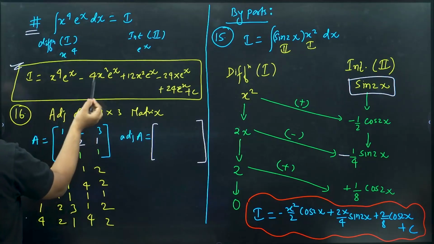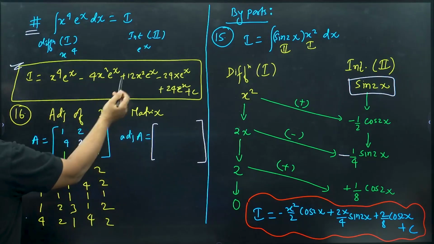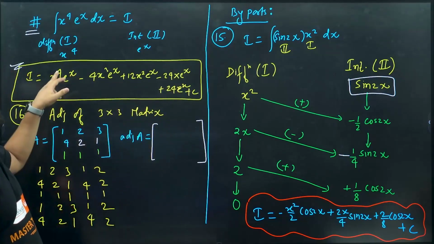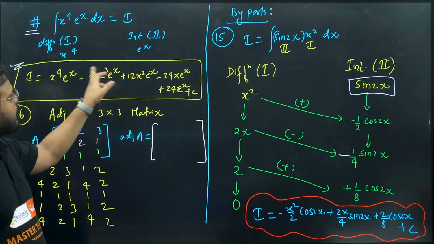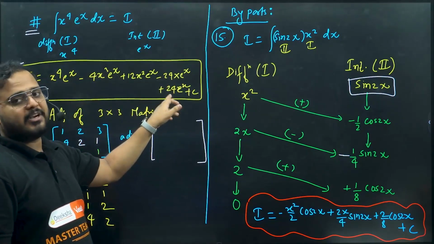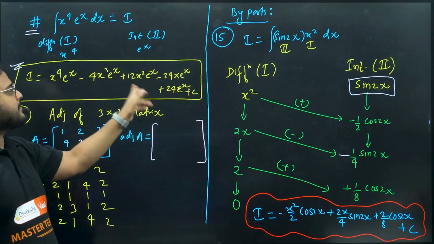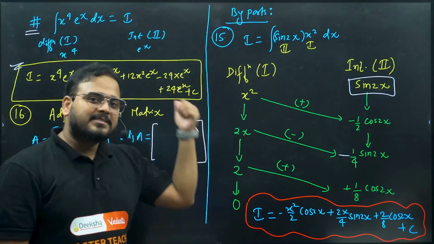x power 4 e power x minus 4x cube e power x plus 12x square e power x and minus 24x e power x. Please check, same thing, no? x power 4 becomes 4x cube, 12x square, again it becomes 24x, then last is 24. Derivative of x power 4, the sign is alternating, plus minus, plus minus, plus minus. Got it? Simple trick, okay?